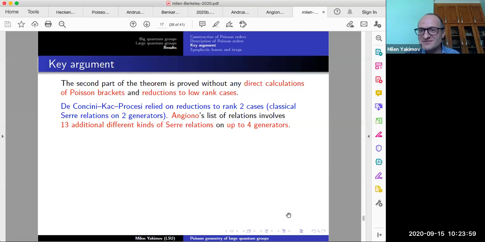For the algebras, even just the super algebras, there are like 13 different kinds of Serre relations. And altogether, we have Serre relations up to 4 generators. So this is practically impossible to follow the idea of Concini-Kac-Procesi, because there will be too many cases, and some of the cases will be humongous, because even in the case of 2 generators, they have a very long sequence of arguments to compute Poisson brackets.